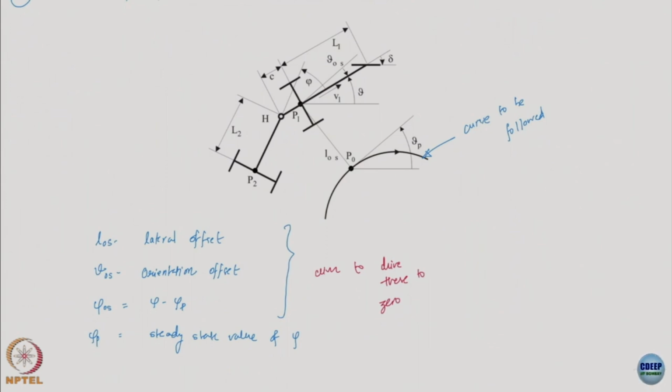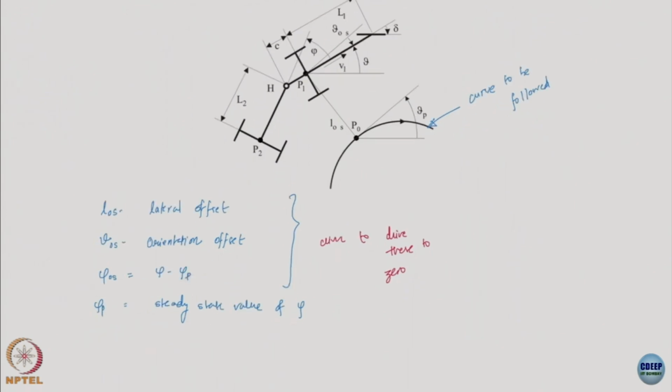What is the orientation offset? You look at the tangent, which is the direction you are expected to move at this point in the curve, and the direction you are actually moving, and then you look at the orientation offset. As a control engineer, these are things I want to drive to 0 in some sense. Then you have phi and steady state value for phi and things like that.